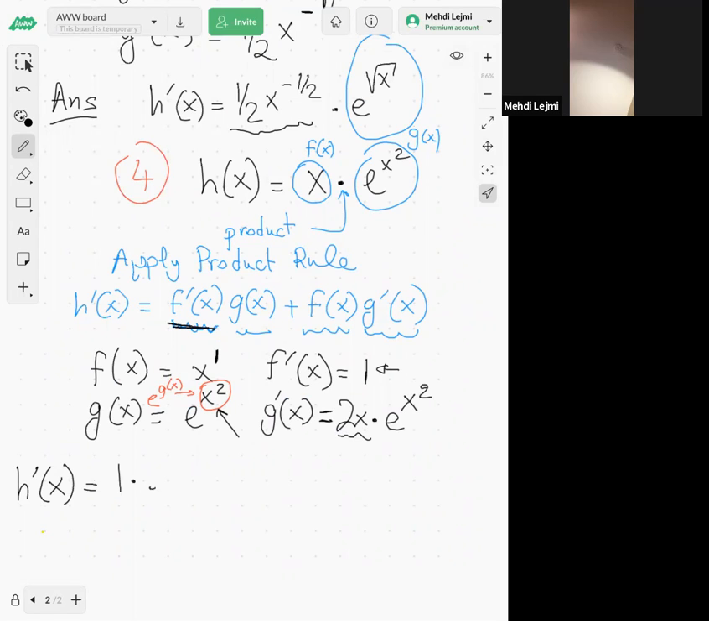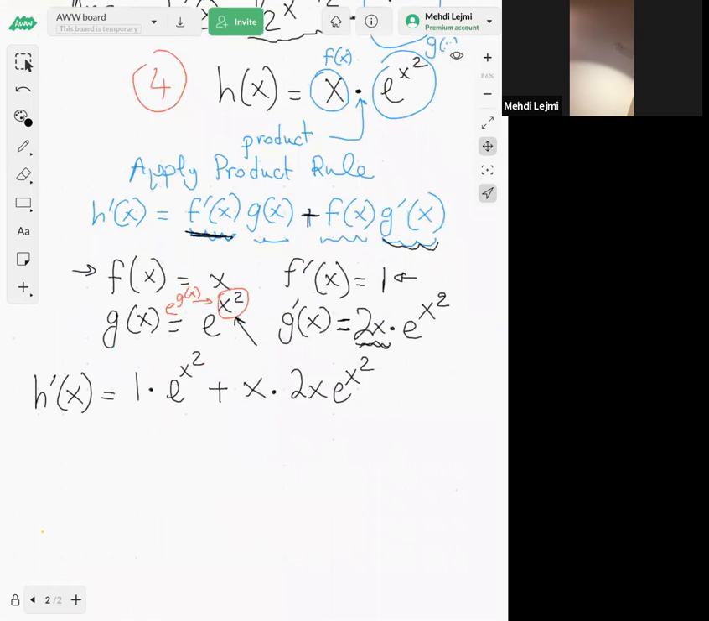So g is the e to the x squared plus f. My f is x, right? So my f is x times g prime of x. So g prime of x is this, 2x e to the x squared, right? So then final answer would be, let's multiply everything here, h prime of x. So that'll be e to the x squared plus 2x squared e to the x squared.